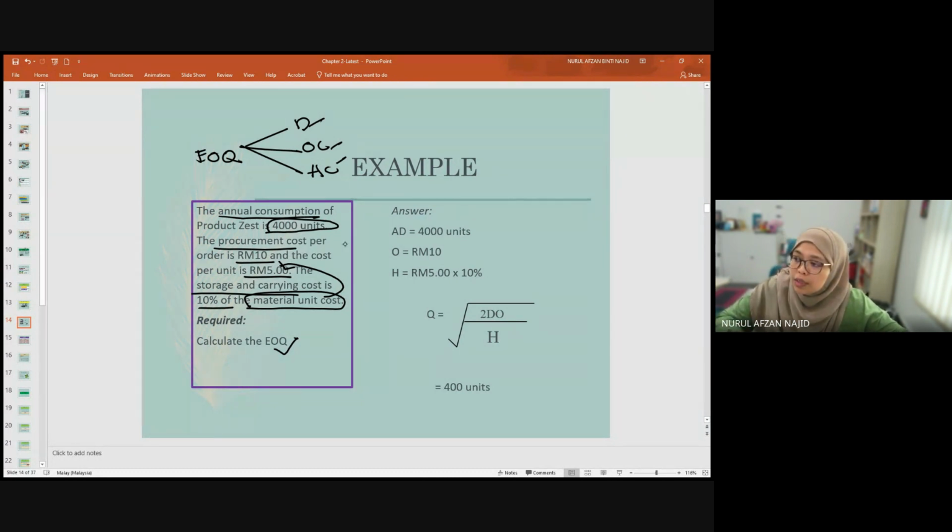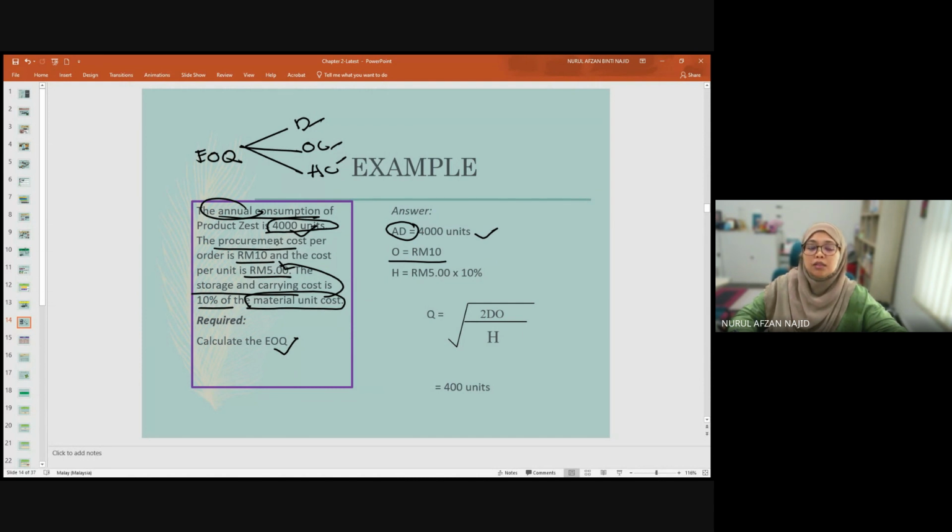So now, you cari D dia apa? D dia adalah sebanyak 4,000. So kalau lah 4,000 ni dia kata monthly, you kena darab lah dengan 12. Sebab setahun ada 12 bulan. Macam tu. Tapi dia dah bagi tahu annual consumption. So no need to do anything lah. Okay. So 4,000.